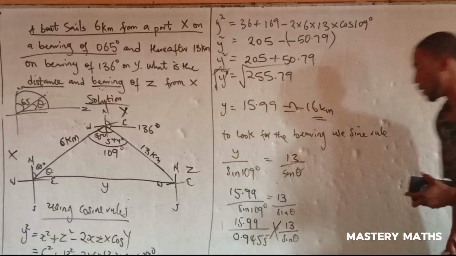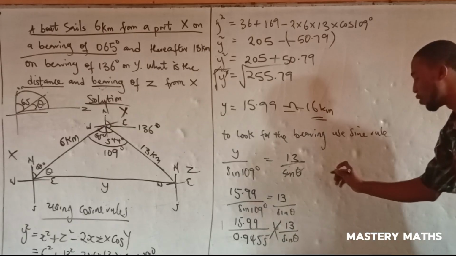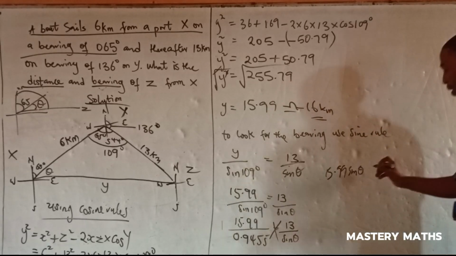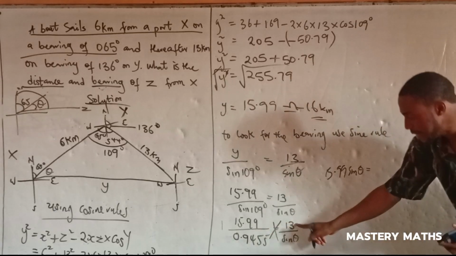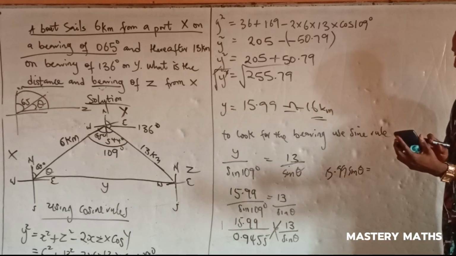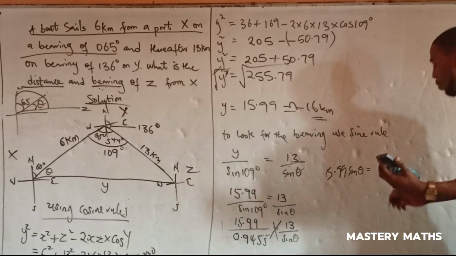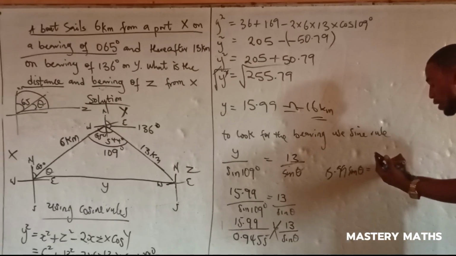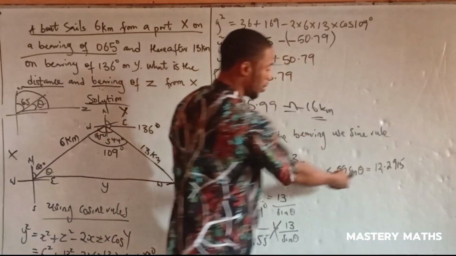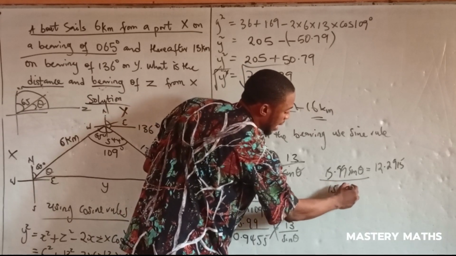We cross multiply. We say 15.99 times sine theta will give us 15.99 sine theta, then equal to 13 times 0.9455. You point your calculator. 0.9455 times 13 will give us 12.2915. You see your calculator. Now what should you do now? We need to divide both sides so that this will be known. Divide both sides by 15.99.